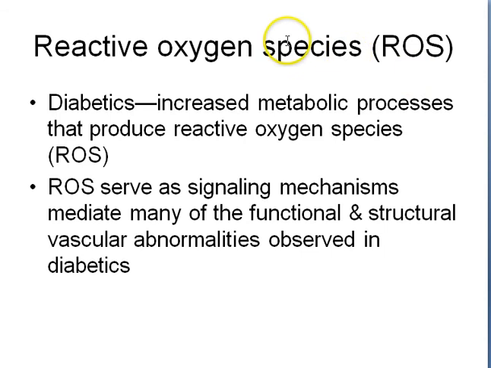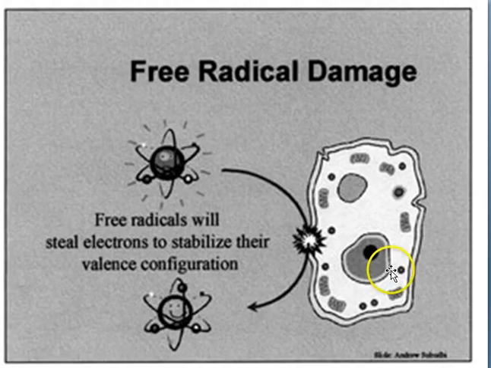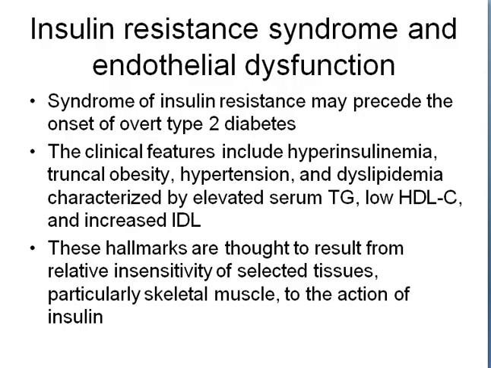And then we talked about reactive oxygen species, right? In diabetics, increased metabolic processes produce reactive oxygen species. Free radicals stealing electrons to stabilize their outermost shell. What does insulin resistance do with endothelial dysfunction?